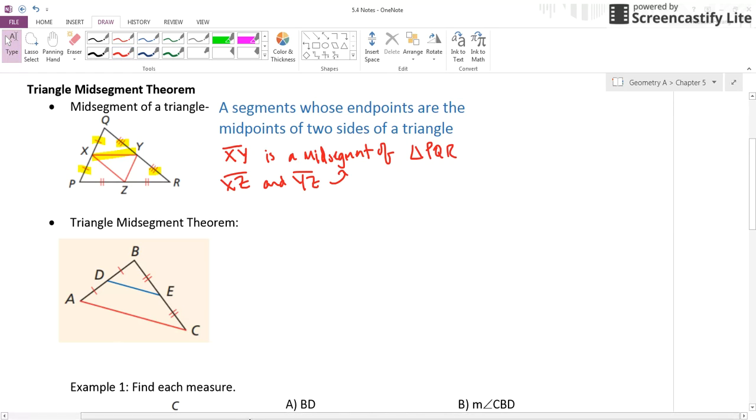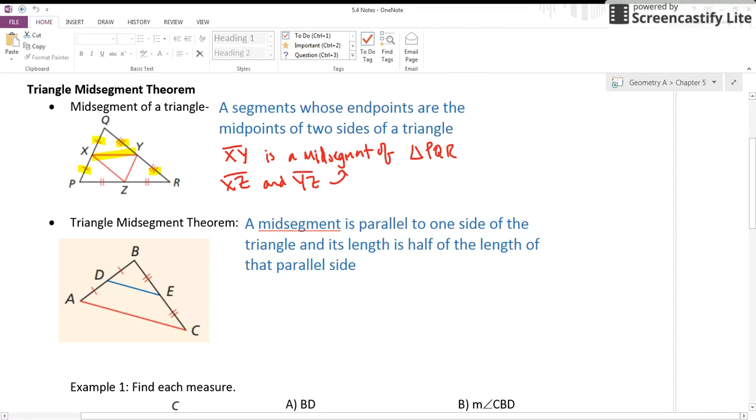Now, why is this midsegment important? Well, we can deal with midsegments and their corresponding sides using the midsegment theorem. So let's look at this triangle midsegment theorem. We know two things about the midsegment of a triangle. A midsegment is parallel to one side of the triangle. Hopefully it's pretty clear which one: it's parallel to the side that it doesn't intersect. And in addition, the length of the midsegment is half the length of that parallel side.